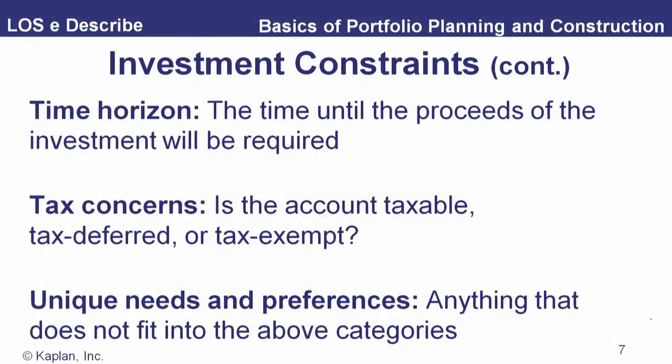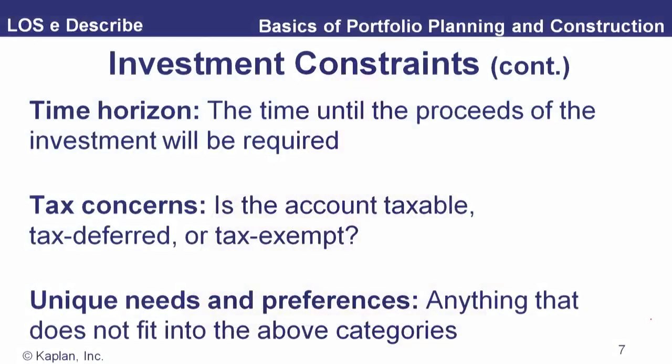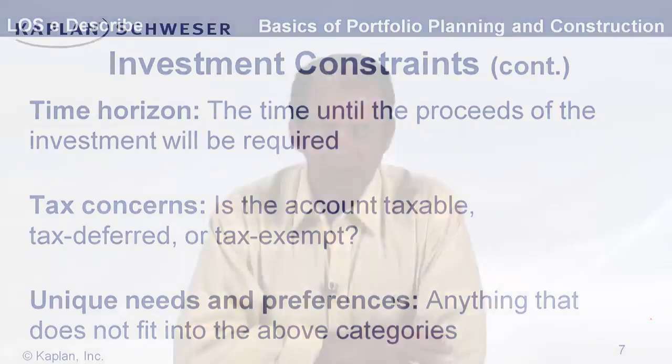Our other constraints, time horizon. How long until the proceeds of the investment will be required? And the general thinking here is that the longer the horizon, the more risk the investor can take on. If they're saying, well, we're saving for a house, we're going to buy a house in 2 years. Well, you're not going to go into very risky investments over a two-year horizon. Tax concerns, I mentioned, is the account taxable, tax deferred, or tax exempt?